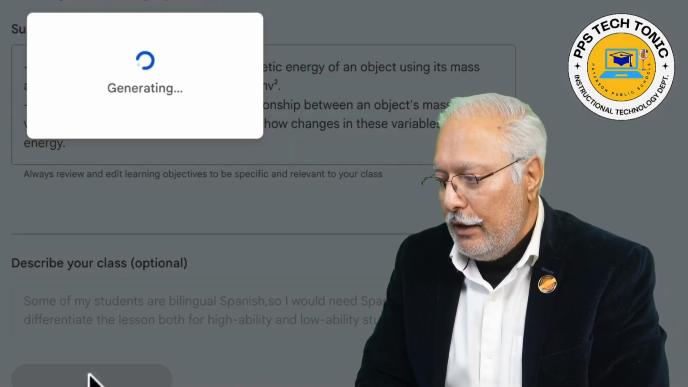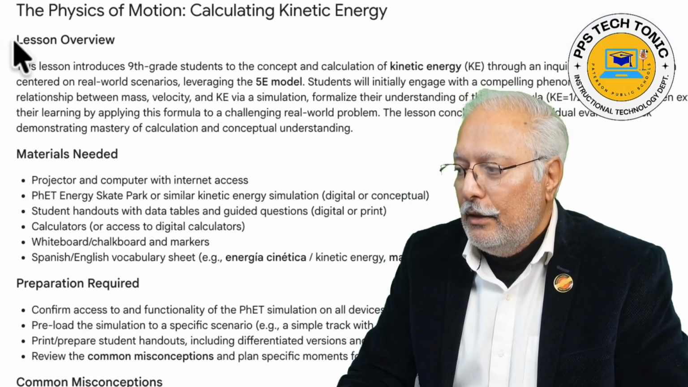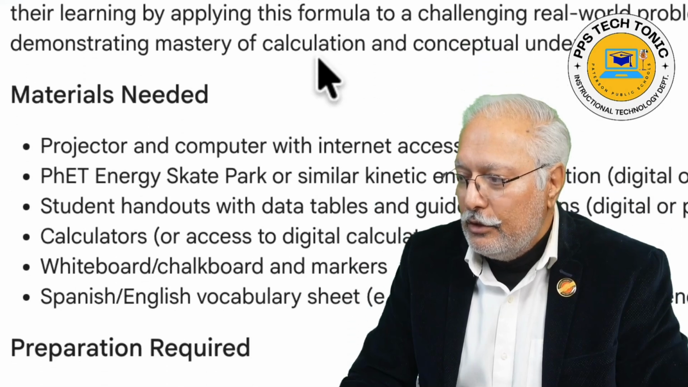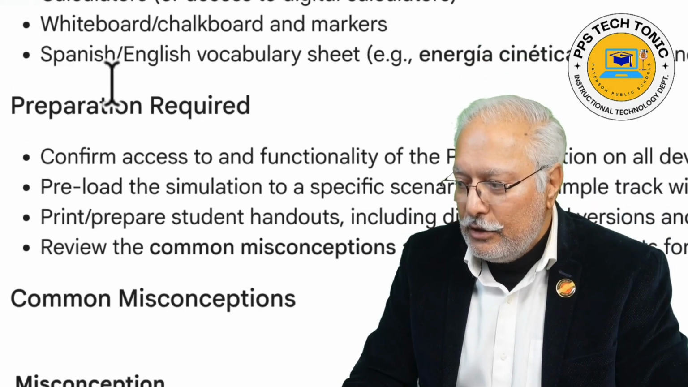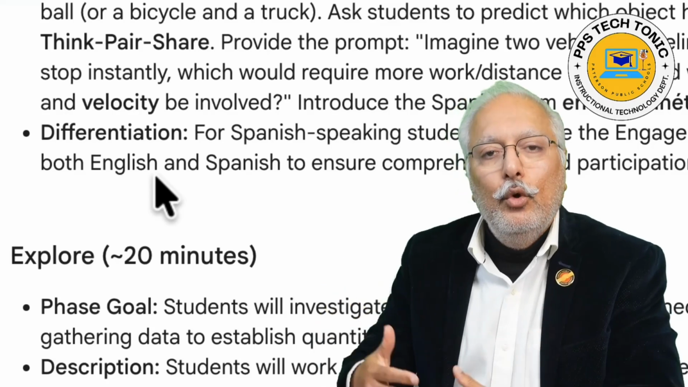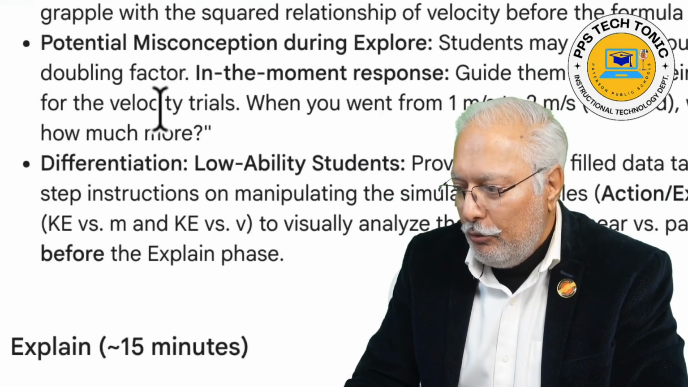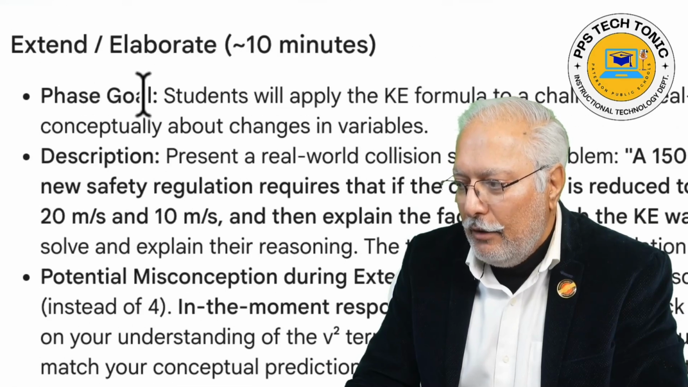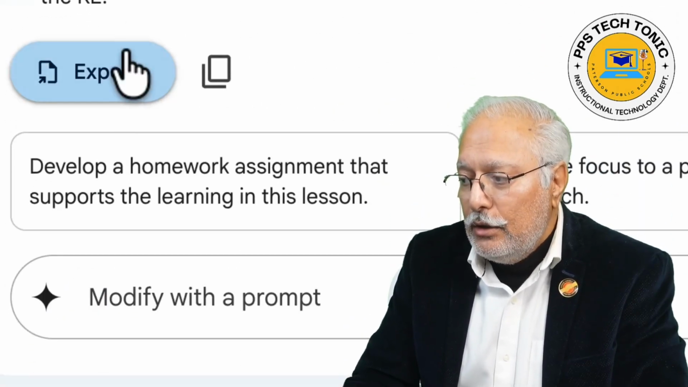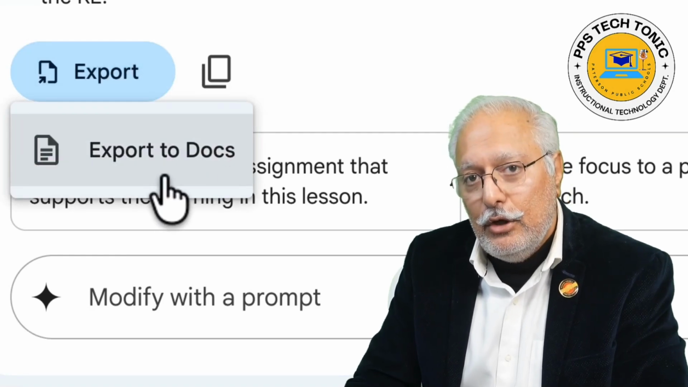Again, it will start generating. It will take a couple of seconds. Here we have a detailed lesson plan. So you have the lesson overview. I'm going to make it a little bigger so that you could see. You have all the materials needed. You have the preparation materials. And then we go into the 5E template of the lesson plan. So you have the engaging, you have the exploration, you have the explaining, and you have the elaboration here, and finally evaluation. At this point, you can straight away go ahead and export to Google Docs, and it will be saved in your Google Drive.